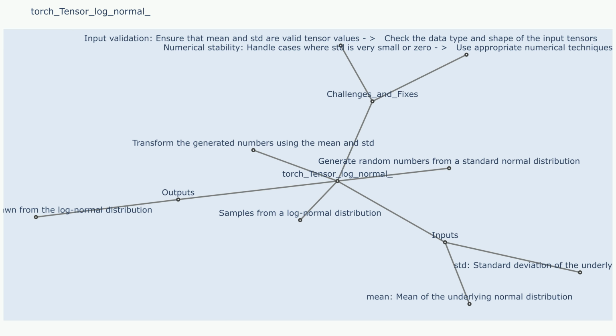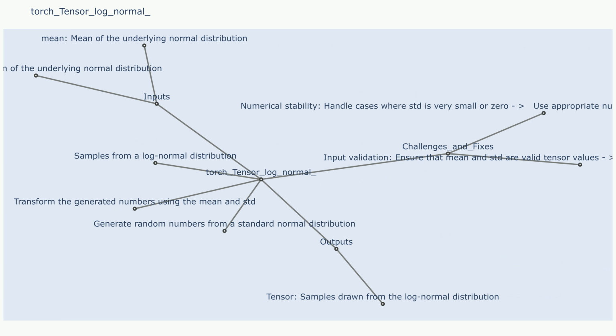Torch tensor lognormal. Description. The lognormal function generates a tensor of random numbers drawn from a log-normal distribution. This distribution is characterized by the natural logarithm of the random variable being normally distributed.